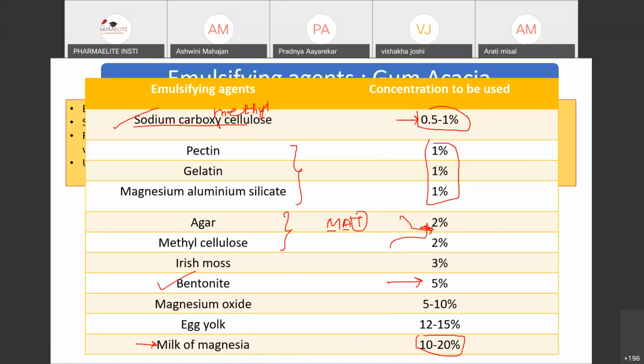Agar sare examples yaad nahin kar sakte ho, at least remember this much. I have hardly eliminated 3. Egg yolk nahi chahiye, magnesium oxide nahi chahiye, Irish moss nahi chahiye. Sodium carboxy methyl cellulose sabse kam concentration mein use hota hai, which is 0.5 to 1%. Milk of magnesia sabse higher concentration pe use hota hai, which is 10 to 20%. Pectin, gelatin, magnesium aluminium silicate is at 1% itself. Agar and methyl cellulose are at 2%. Bentonite is at 5%. That's it.